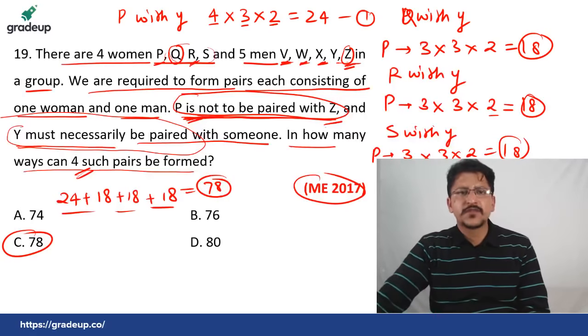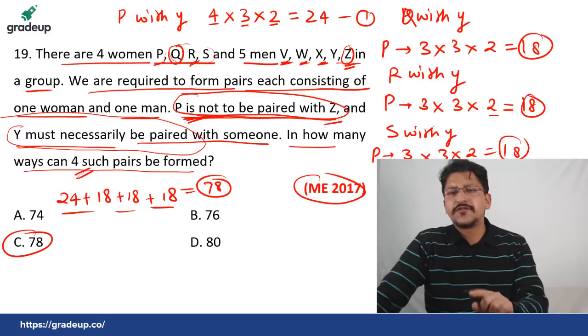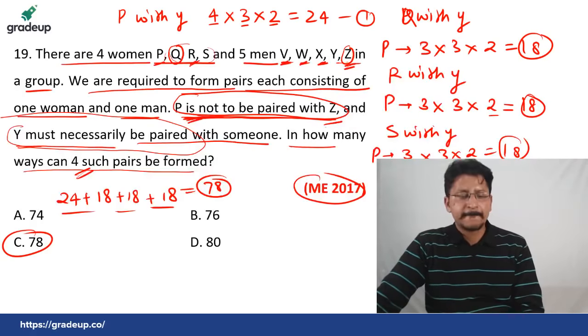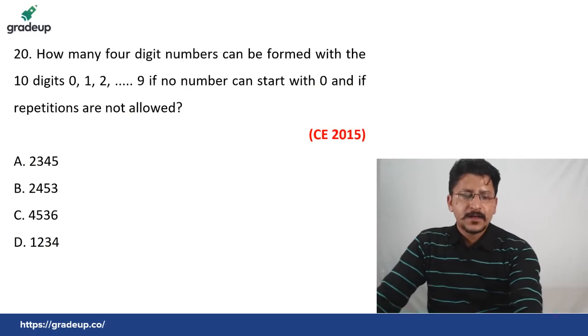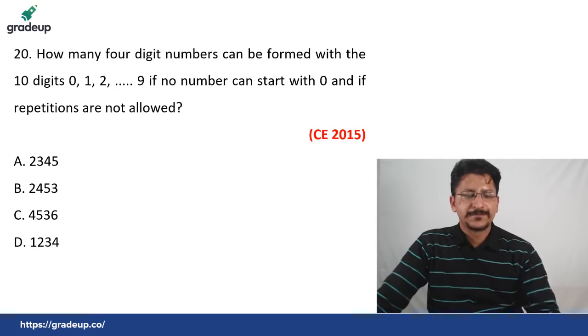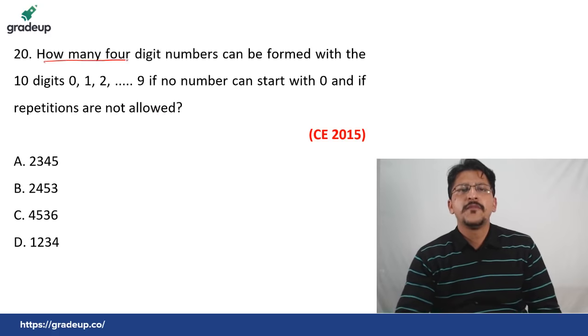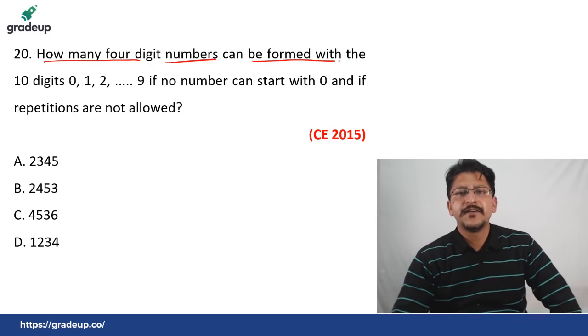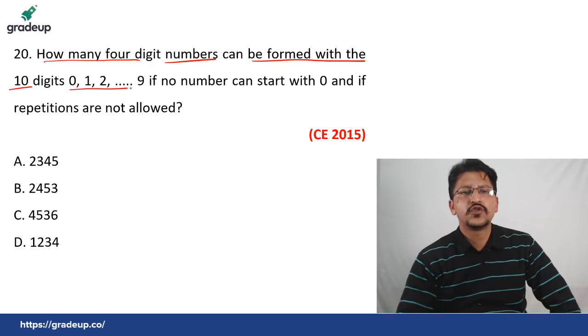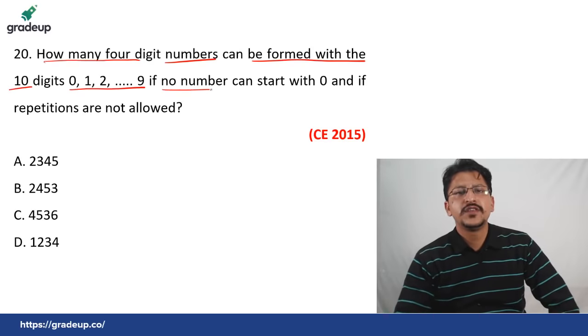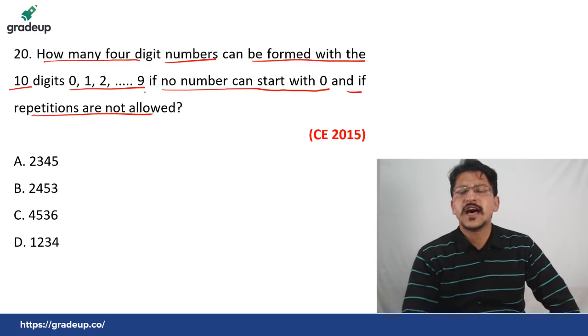Now, see this problem. This is an easy problem, but we just have to follow these conditions. Okay. See, the second last problem of this session. How many four digit numbers can be formed with the 10 digits, 0 to 9, with no number starting with 0 and if repetitions are not allowed?